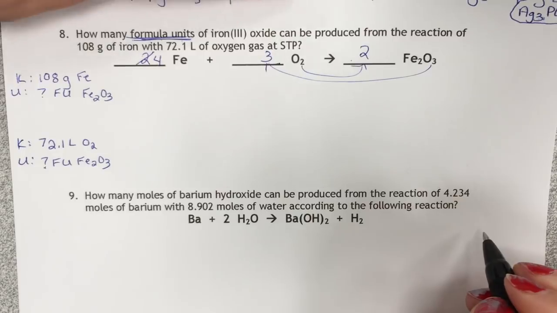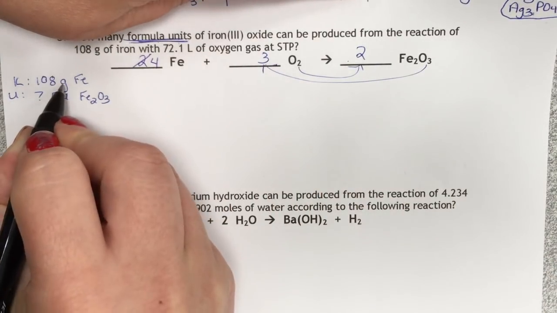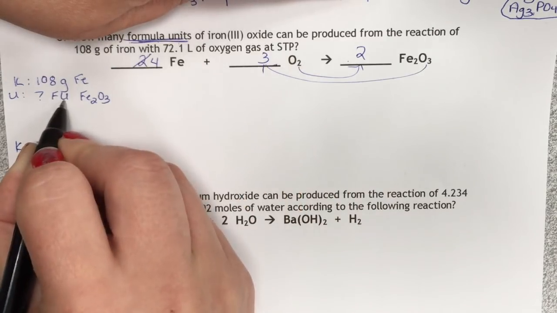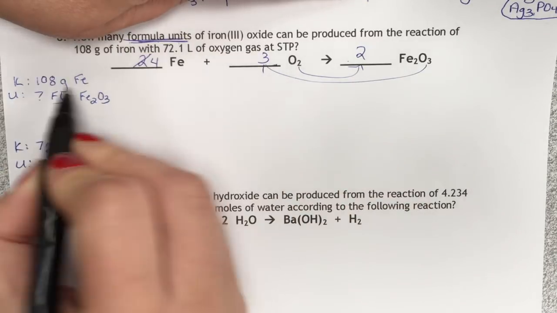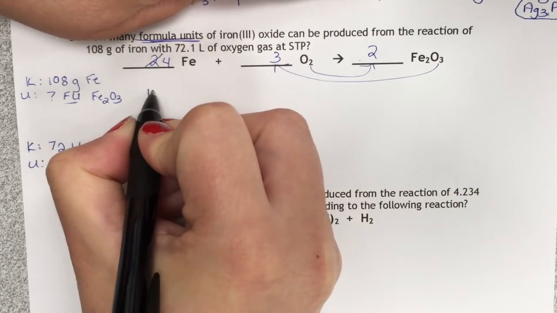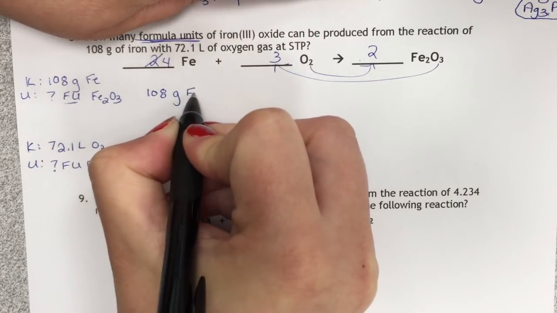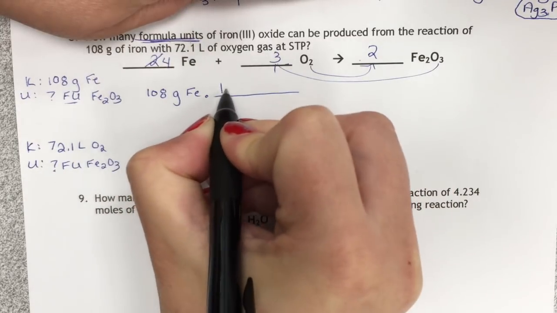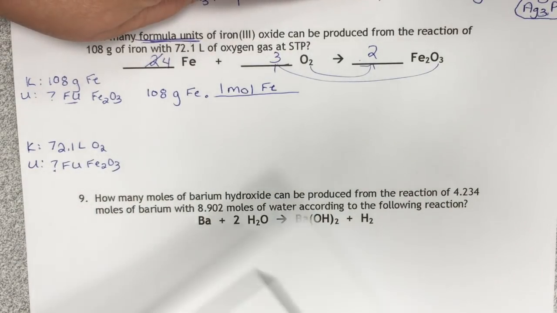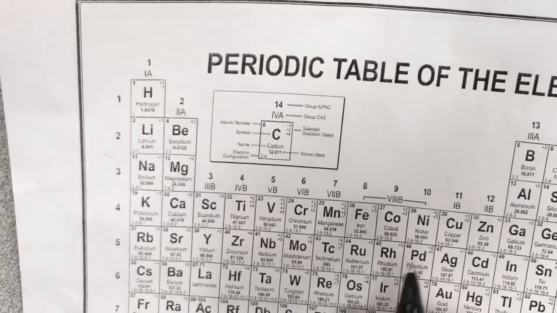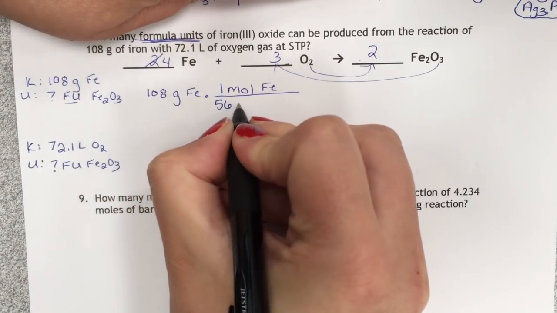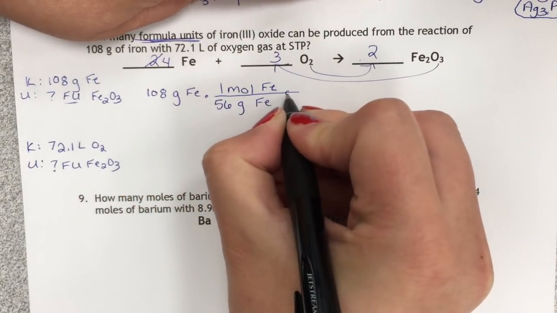Okay? All right, so moving on, we need to convert grams to moles, always to moles, if it's not already moles. So grams to moles, and then we need to convert to formula units because that's where we want to end up. We start with grams, we need to end up with formula units. Okay, so we're going to start out with 108 grams of iron. And we need 1 mole of iron over grams of iron. So iron weighs about 56 grams per mole. So 56 grams of iron for every mole.